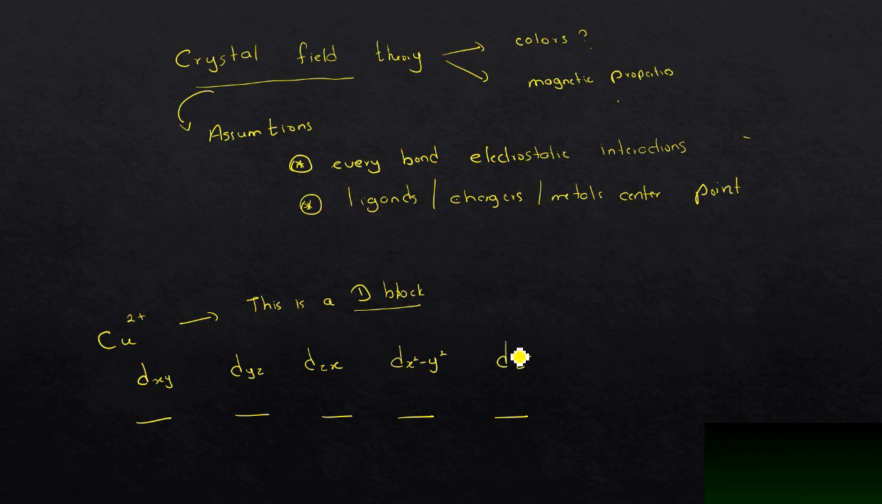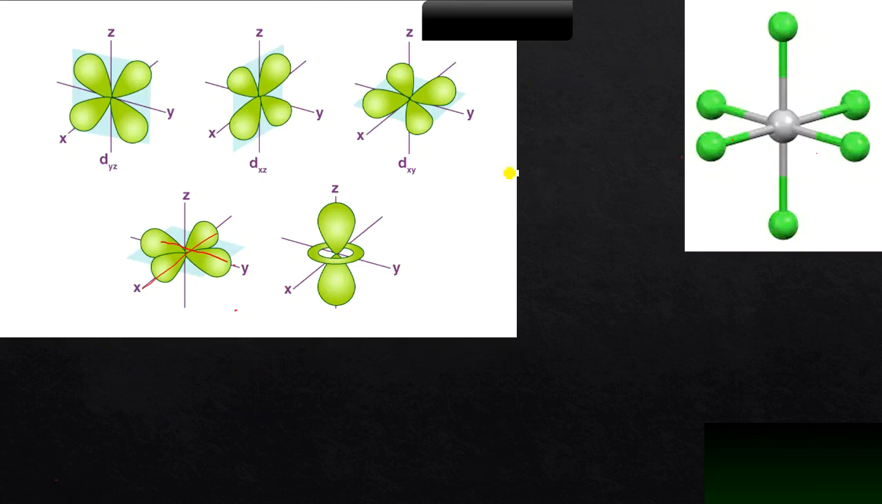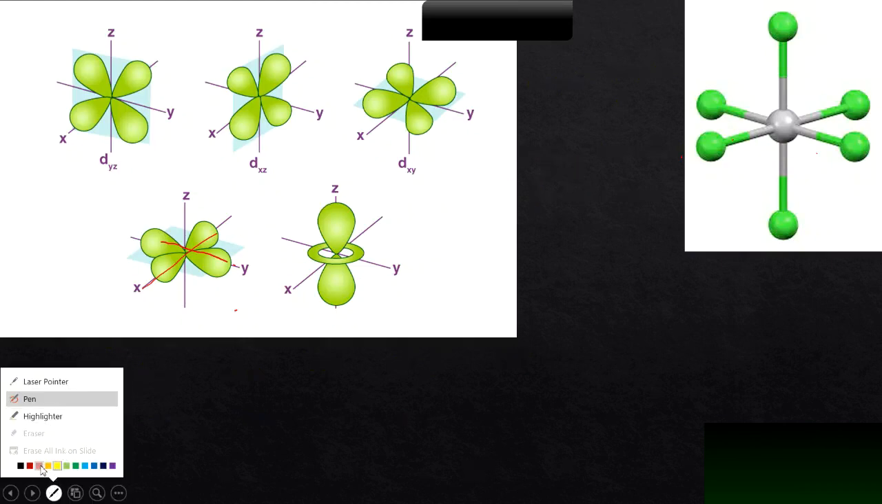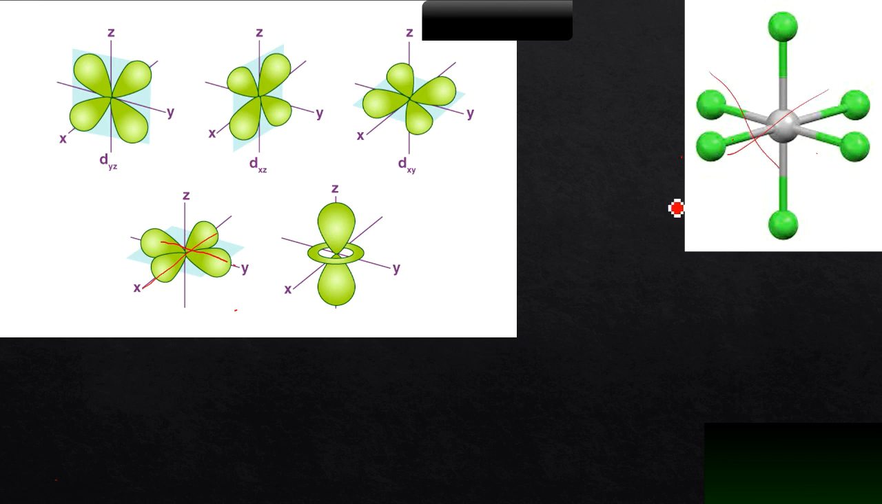The important thing is you need a very good idea of how these 5 orbitals are present in three-dimensional space. So let me show you that. Here this is the dyz orbital. As the name suggests, it's on the yz plane. Here y, here z. The orbital is in the yz plane, and the main thing is that it is in between the axes.